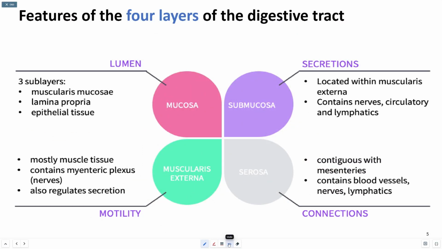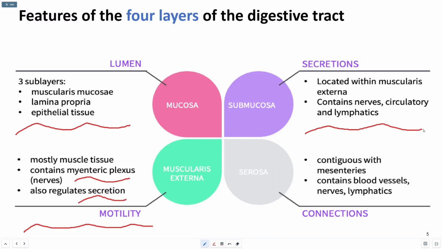There are four layers of the GI tract. In the lumen, we have the three sub-layers, which are the muscularis mucosa, lamina propria, and epithelial tissue. That's the mucosal layer. Then we have the muscularis externa layer, primarily used for motility. This is where muscle tissue is. It also contains the myenteric nerve plexus, which regulates secretion of some of the juices. The submucosal layer is where secretion is mostly dominated within the muscularis externa. It contains the nerves, circulatory blood vessels, and lymphatics. And then the serosa layer is contiguous with mesenteries and also contains blood vessels, nerves, and lymphatics.